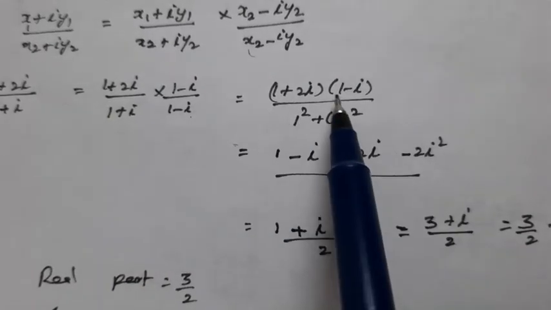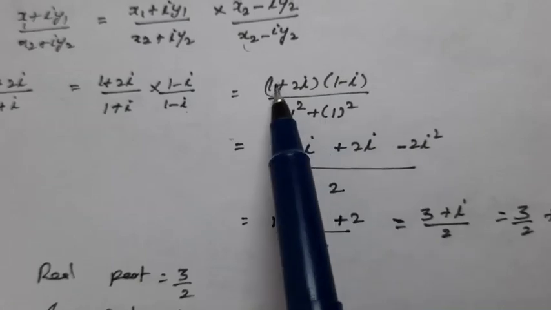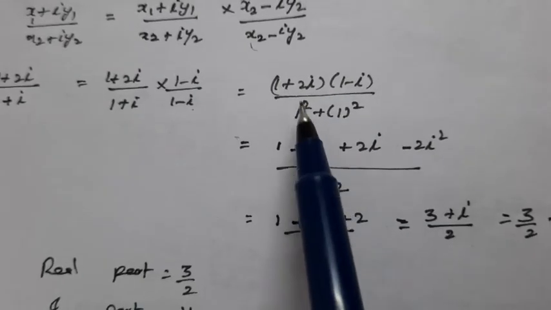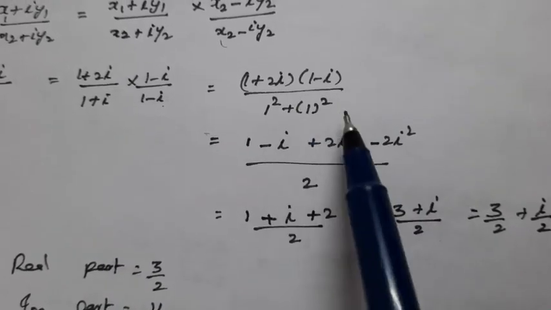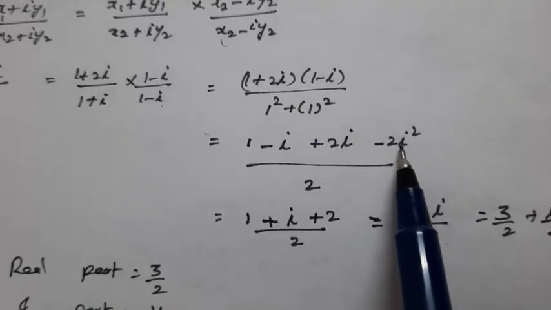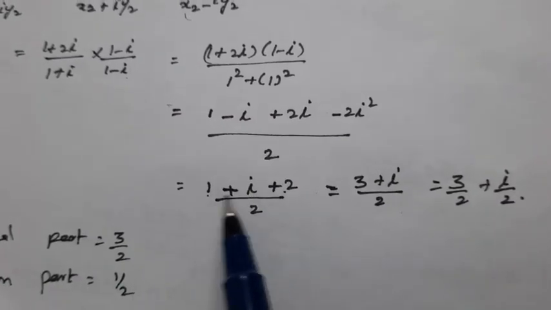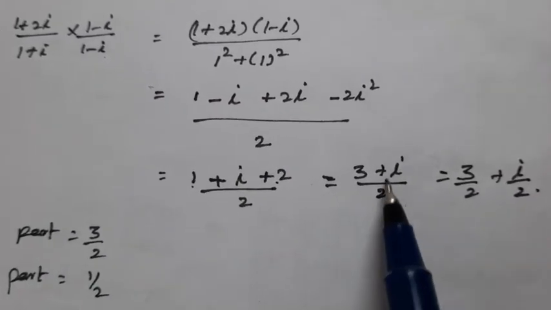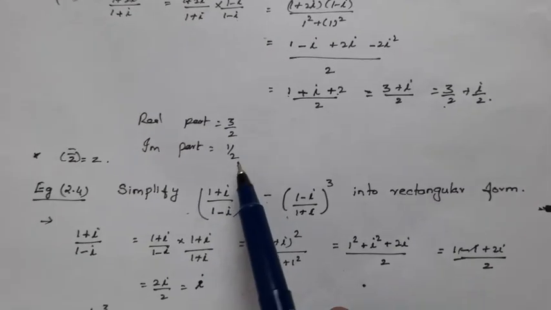And numerator, as usual multiplication, real into real: 1 into (1 − i) plus 2i minus 2i squared. You can either use the formula or ordinary multiplication. Then i squared is minus 1. It will become 2 minus i plus 2i is i, 1 plus i plus 2 will become 3 plus i by 2, or 3/2 plus i/2. That is, real part is 3/2 and imaginary part is 1/2.